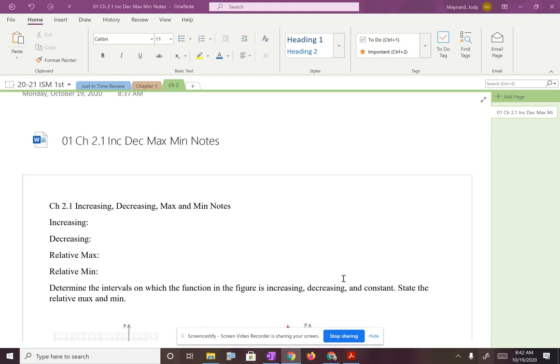All right, we're going to start chapter 2.1 today, increasing, decreasing, maximum, minimum. After this, I'm pretty sure we're going to do a test sometime this week. I think we'll do increasing, decreasing, max, min. We'll do some homework over it, and then we'll review and test. Probably it'll be today notes, tomorrow homework-ish, and then Wednesday review, Thursday test. That's what I'm thinking. And then we're going to start a project.